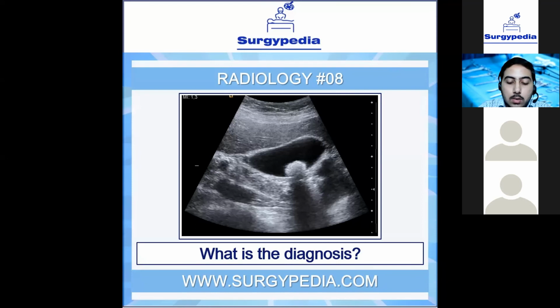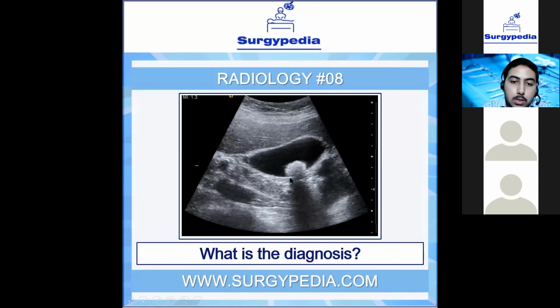Yes, so the diagnosis is that it is a GB stone. And this is the stone. So this is basically a large single calculus, so it most probably would come out to be a cholesterol stone. And this is the black thing which is posterior to the stone. This is what is known as posterior acoustic shadow.